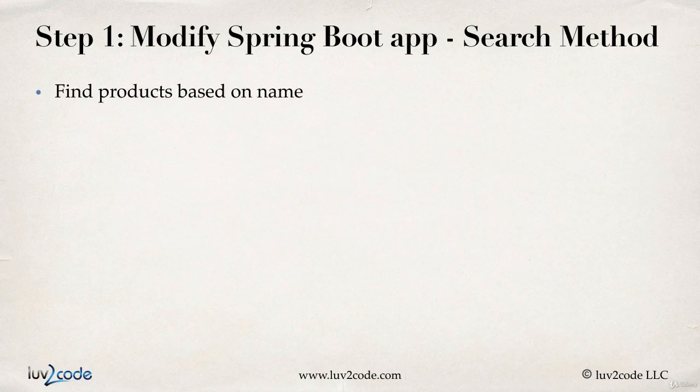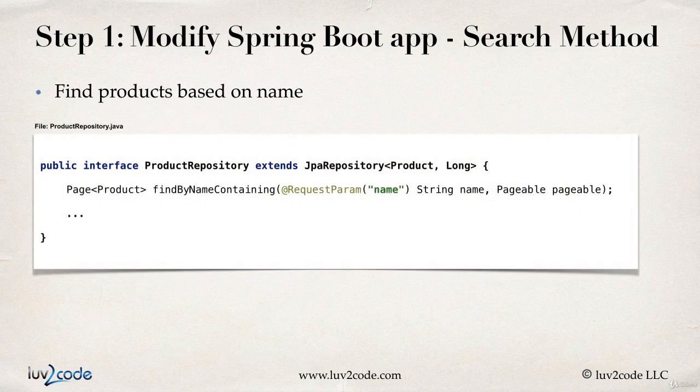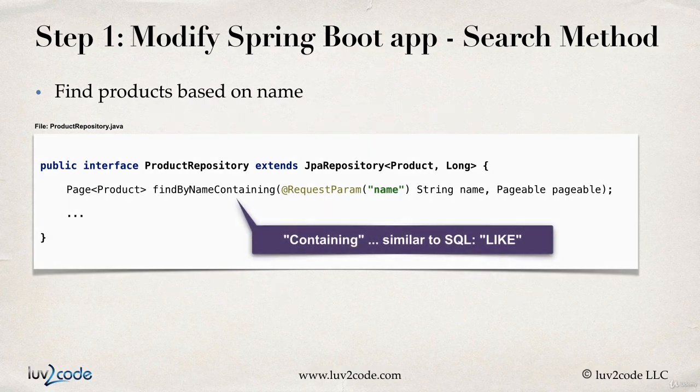And so a bit more here. This method finds the products based on the name. This is a special query method. The Containing part means that it's similar to LIKE in the normal SQL world.